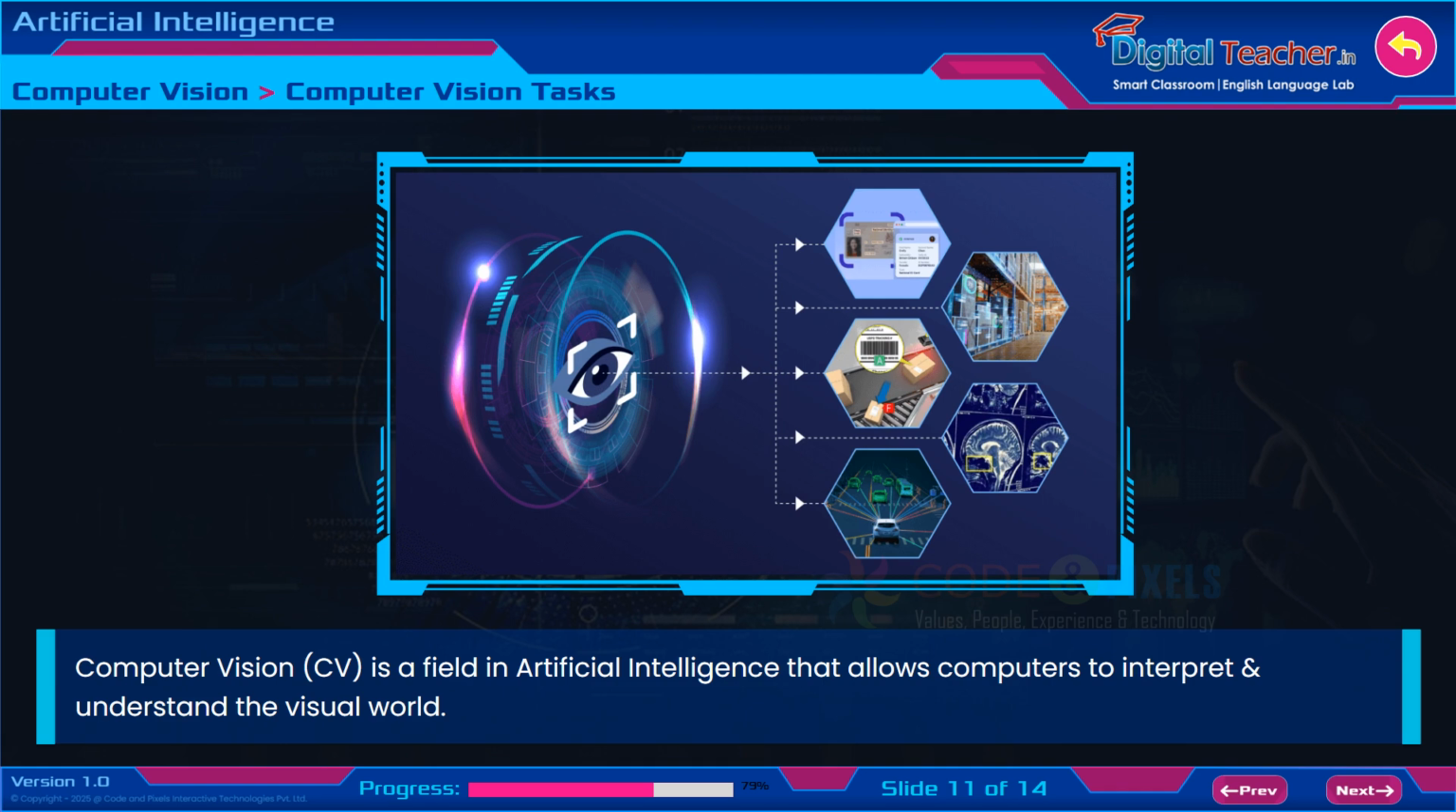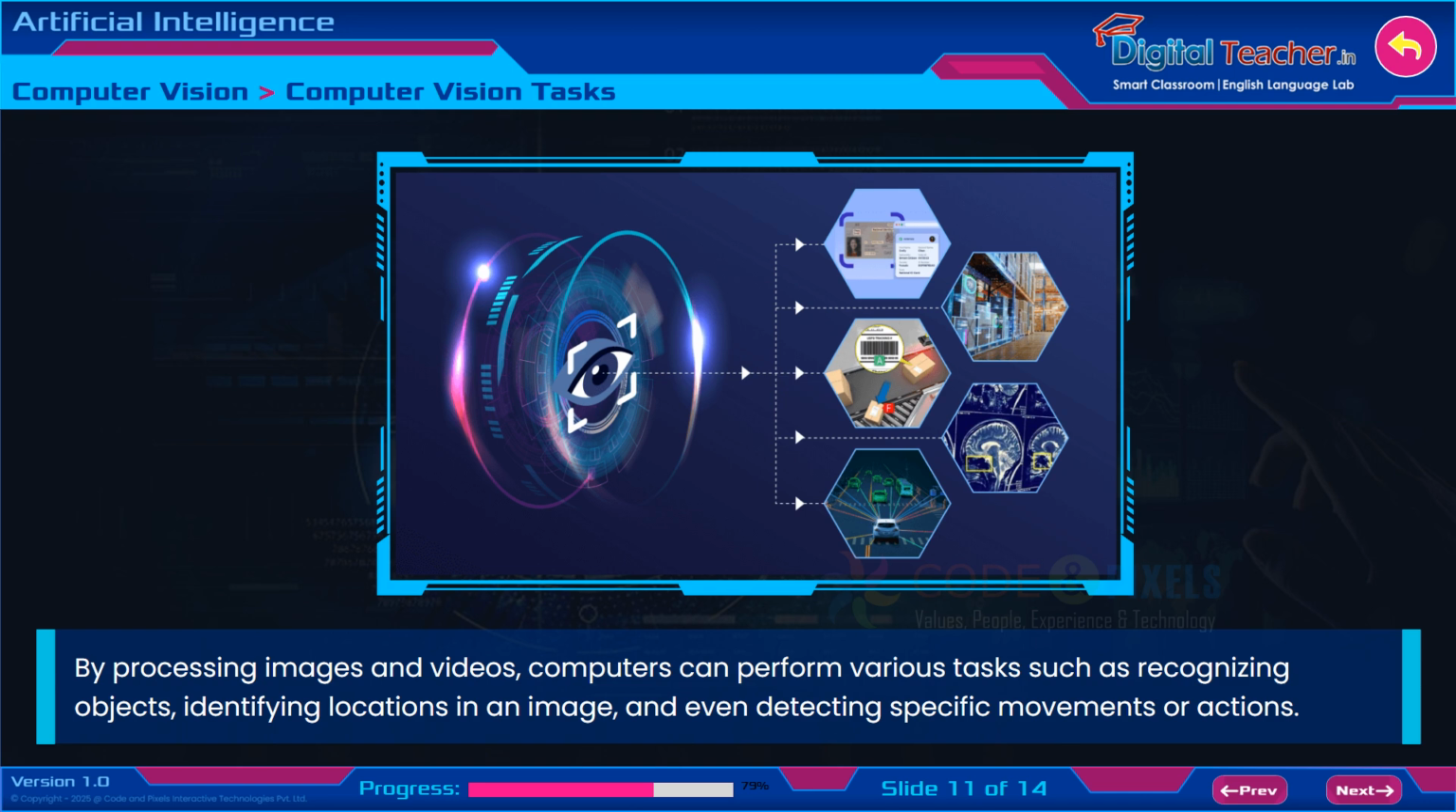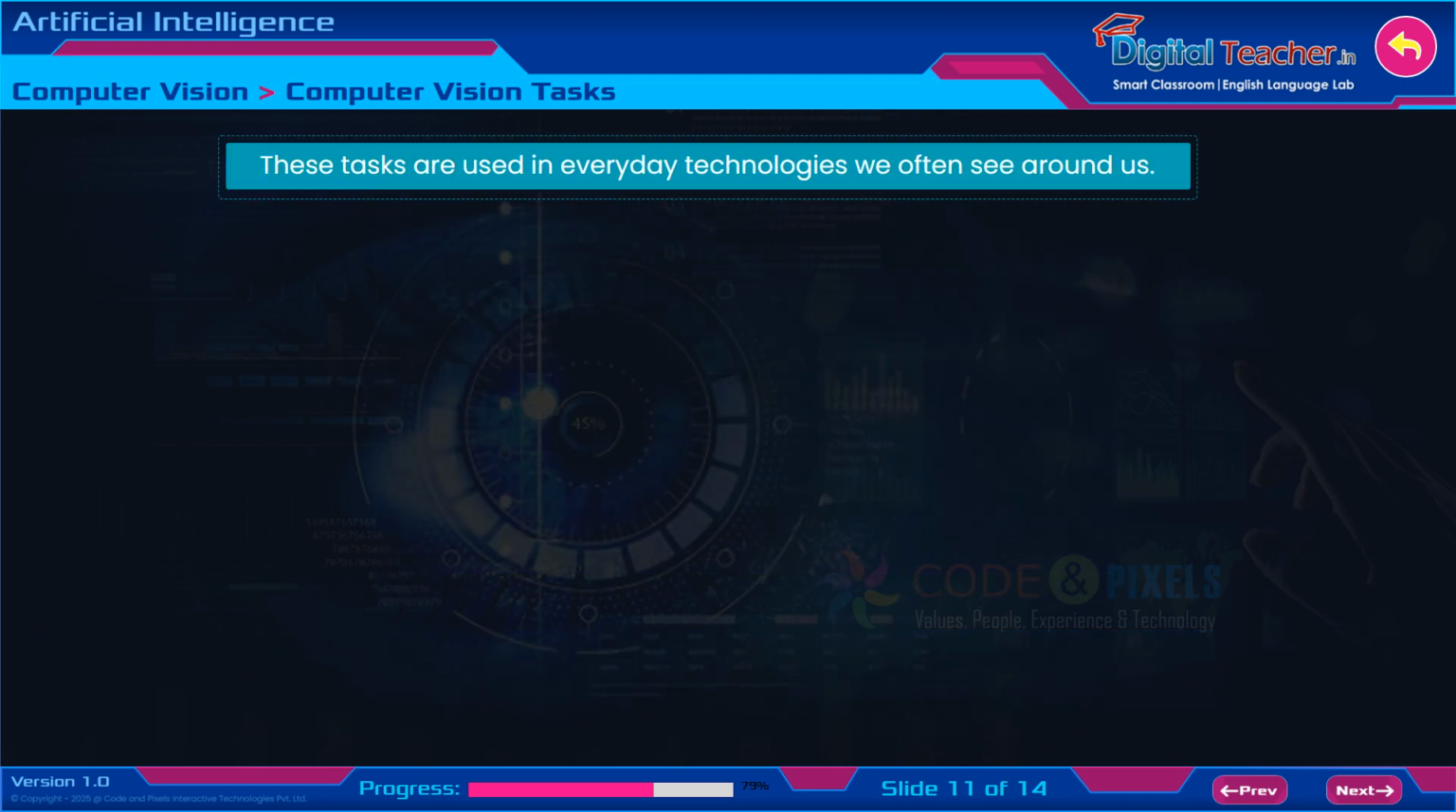Computer vision is a field in artificial intelligence that allows computers to interpret and understand the visual world. By processing images and videos, computers can perform various tasks such as recognizing objects, identifying locations in an image, and even detecting specific movements or actions. These tasks are used in everyday technologies we often see around us.